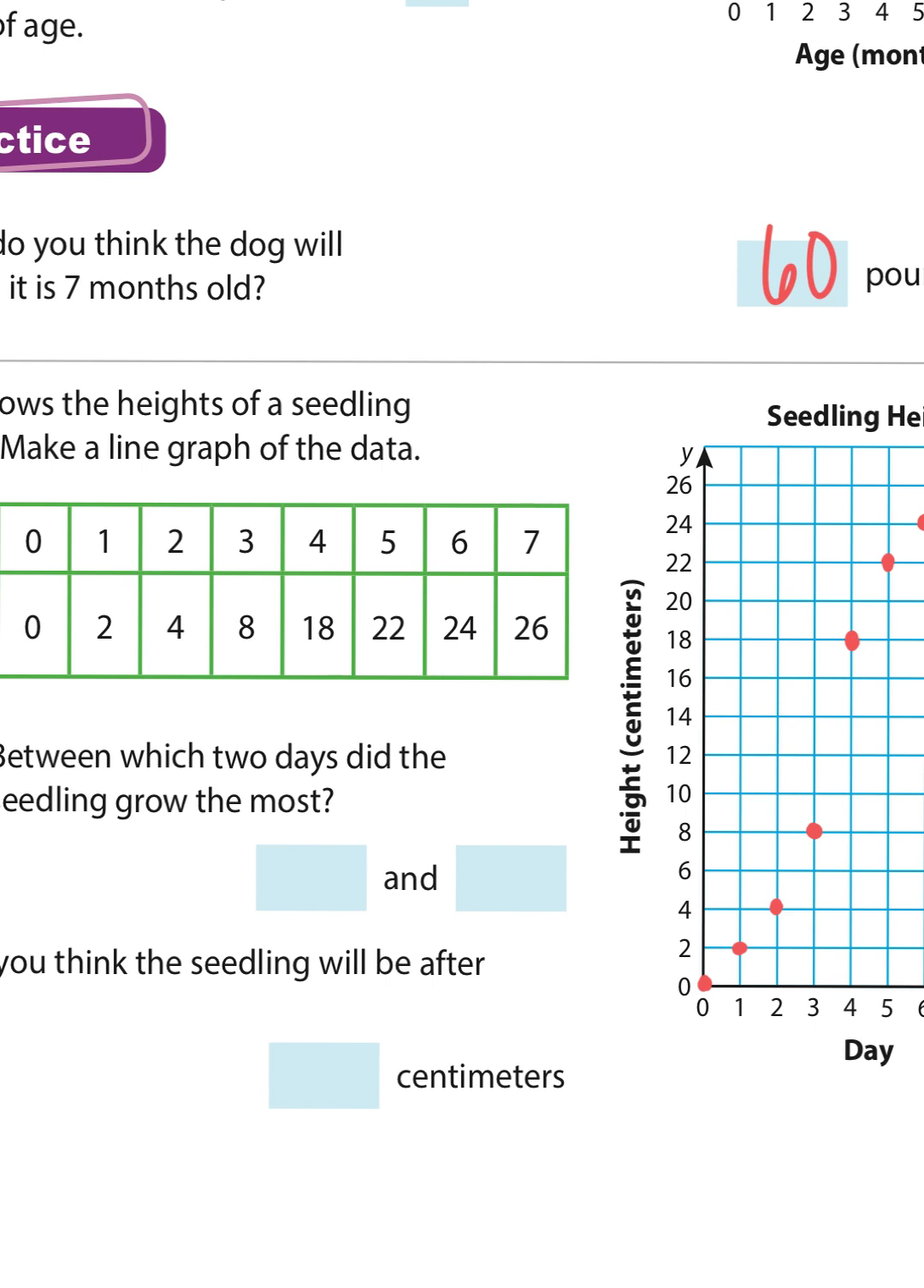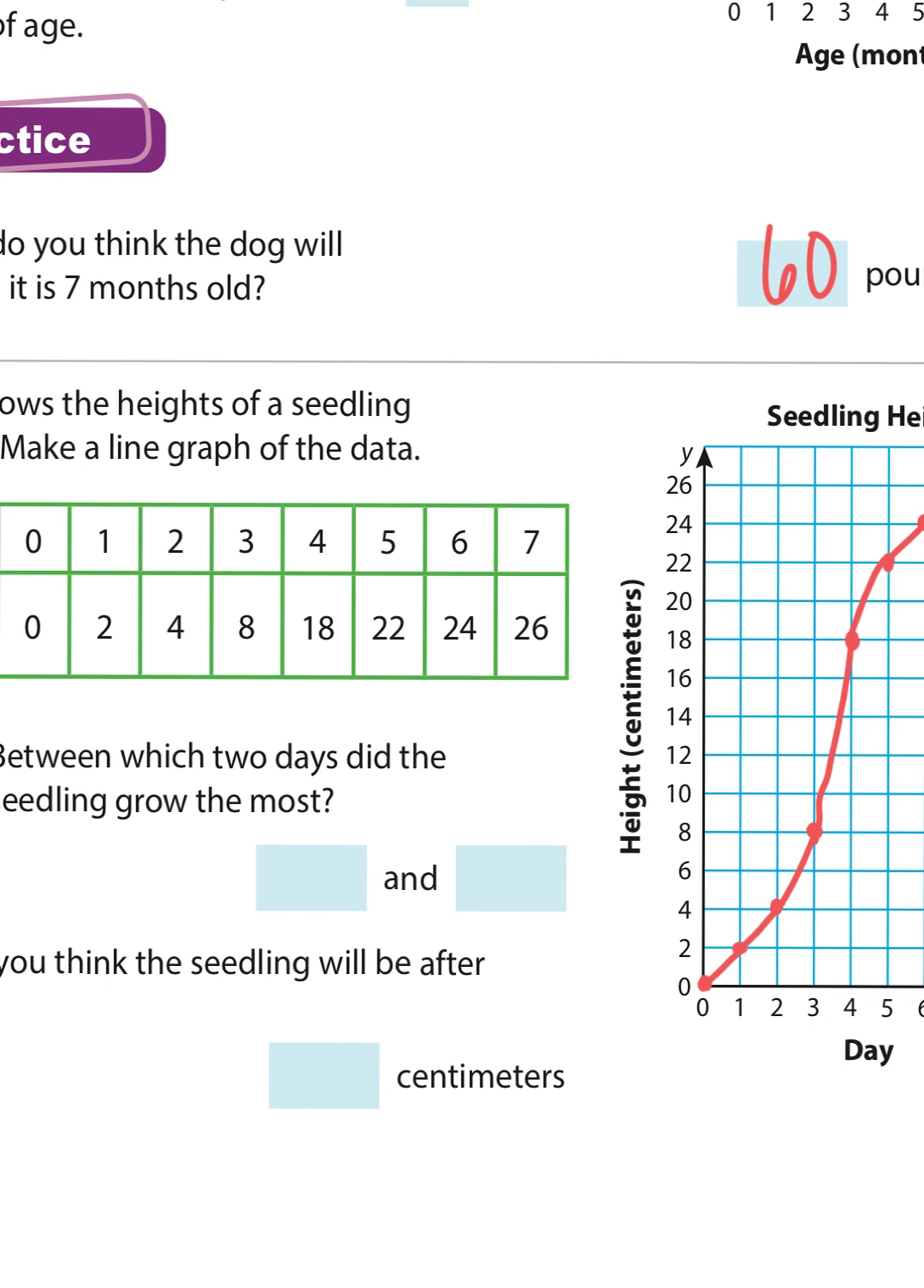Now, I want to connect my points, because when I connect my points, it is showing that continued growth in between the full days. So it doesn't just shoot up from day 1 to day 2. It's not just like, boom, now I'm 2 centimeters, and then boom, now I'm 4. It's growing gradually. Does everybody understand why we're connecting the points? It's not just magically bigger one day. It is growing slowly each day.